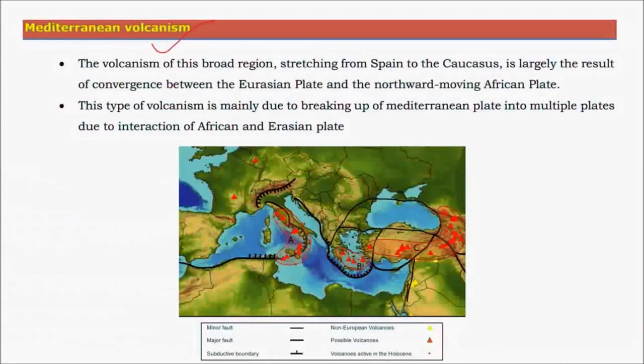Let's see what is Mediterranean volcanism. Mediterranean volcanism is caused mainly due to interaction between minor plates which are present between the African plate and the Eurasian plate. This is the Eurasian plate and this is the African plate. Due to collision between these two plates, the oceanic plates of the Mediterranean Sea got broken into various minor plates, and there is constant interaction between them. Hence, there is always perpetual volcanic activity in this region. The Mediterranean Sea is a residual part of Tethys, which got enclosed between the African and the European landmass, and this residual Tethys is called the Mediterranean Sea.